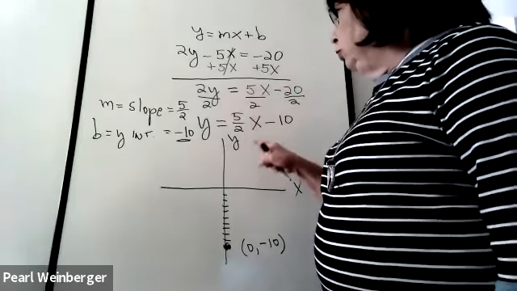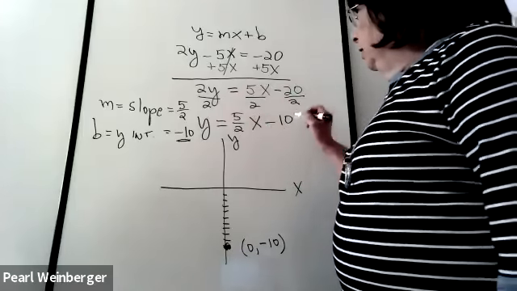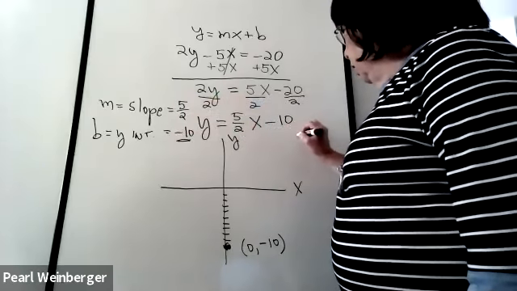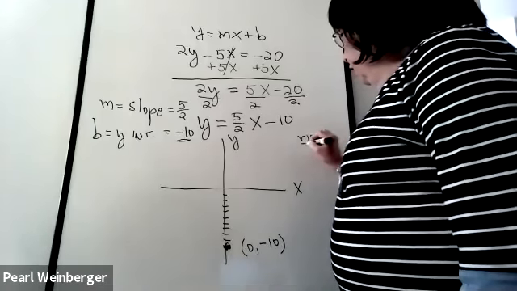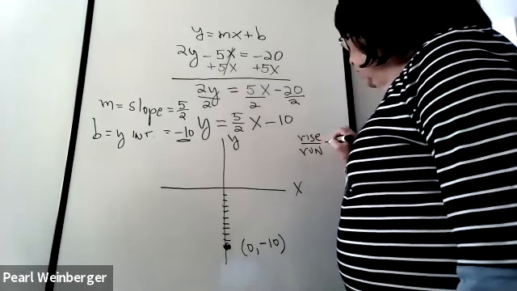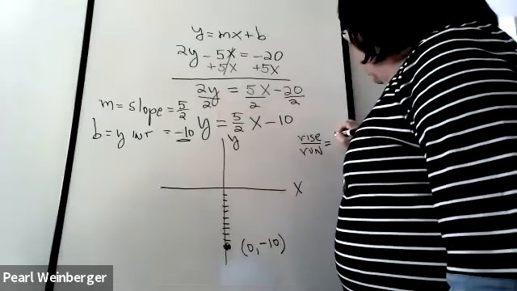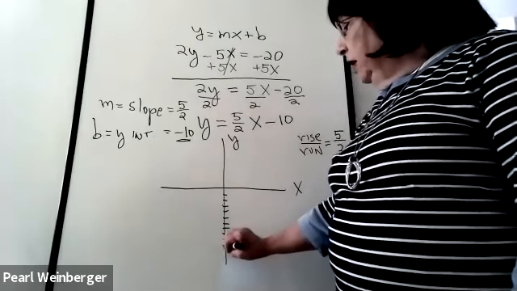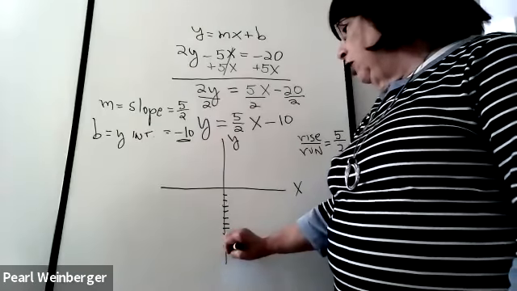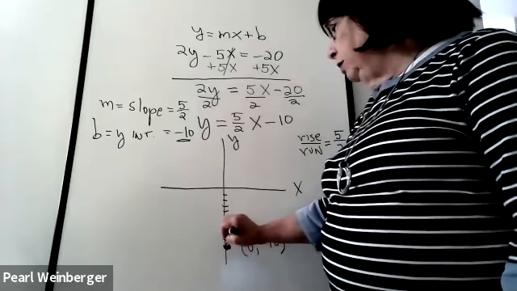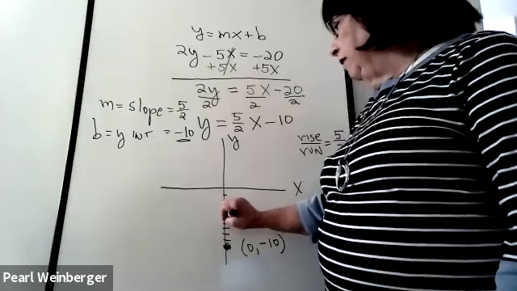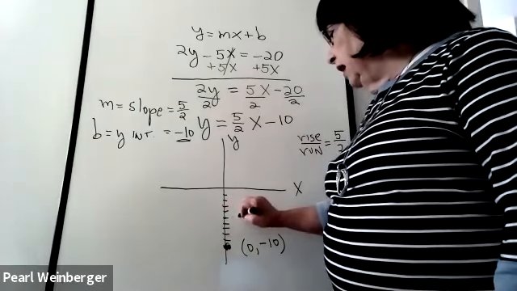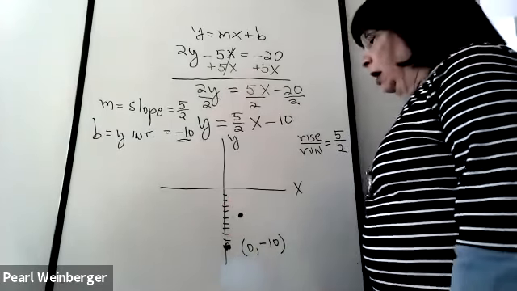The next thing we have to do is look at the slope. The slope is 5/2. That means, remember, slope is rise over run, which means in this case, we'll rise 5 and we'll run 2. So where do we start from? From this y-intercept. From there I go up 5. 1, 2, 3, 4, 5. Run 2. Run means go to the right. 1, 2. Here's a second point on the line.